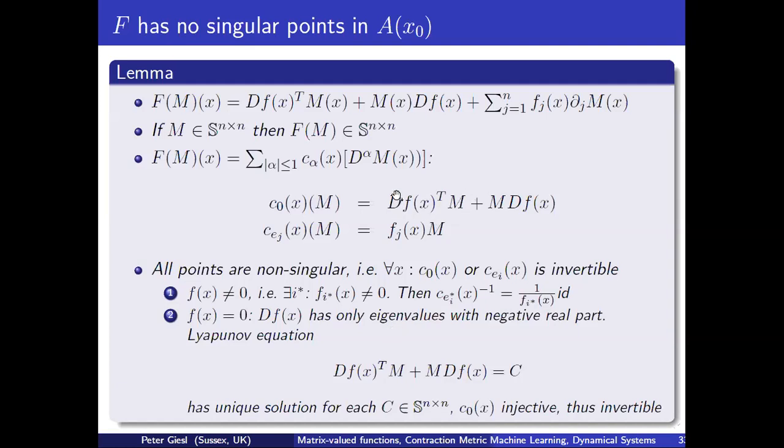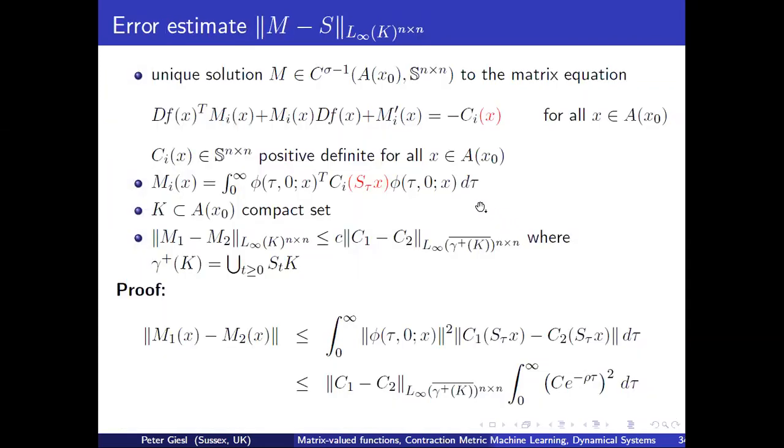And then the question is, does this equal a matrix C? Is this invertible? This is again the Lyapunov equation that we've seen earlier, with df of x being a matrix with only negative real part eigenvalues. And that has a unique solution. So this operator mapping m to c is invertible. C naught is injective. So in A of x naught, we have no singular points at all.